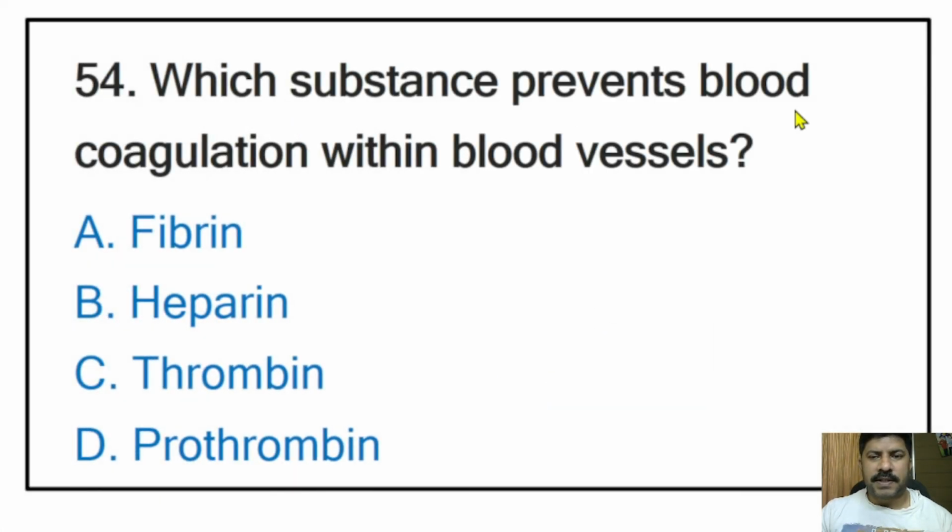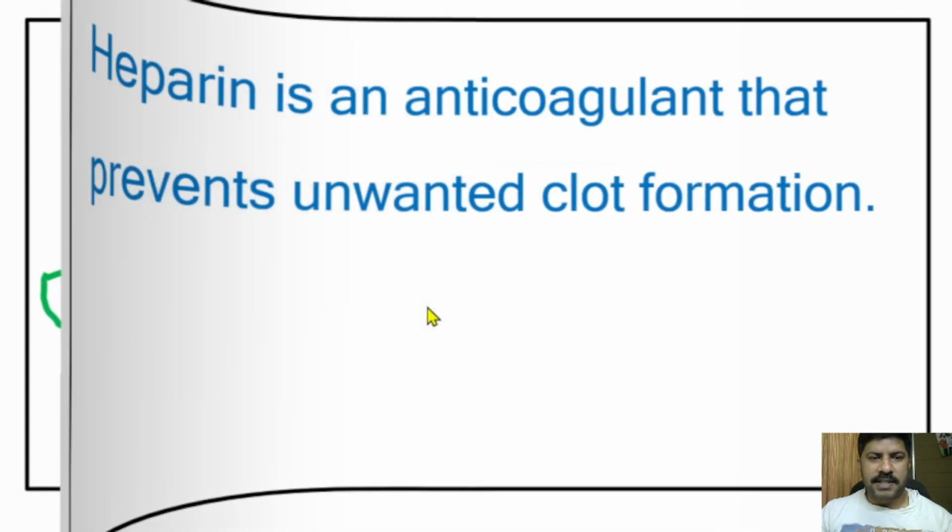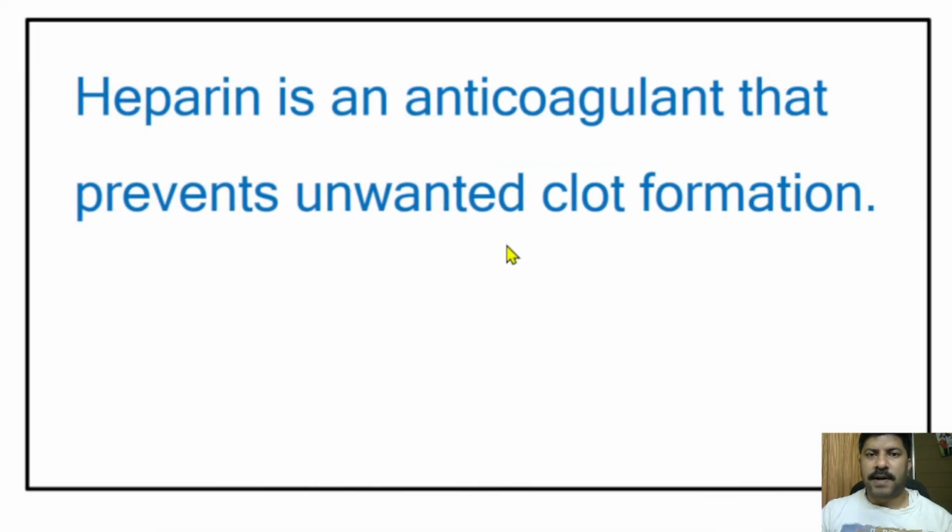Which substance prevents blood coagulation within blood vessels? Fibrin, heparin, thrombin, prothrombin. Correct answer is heparin. Heparin is an anticoagulant that prevents unwanted clot formation.